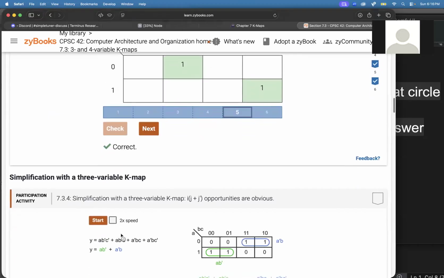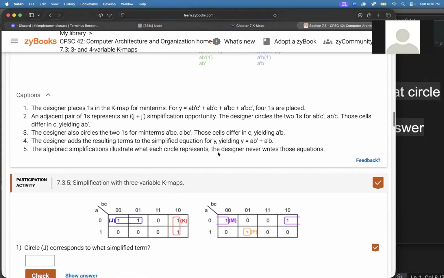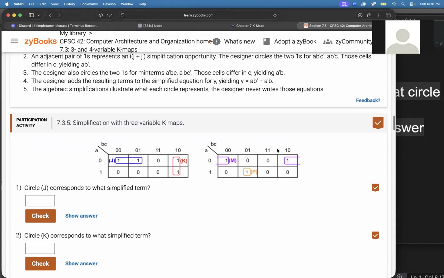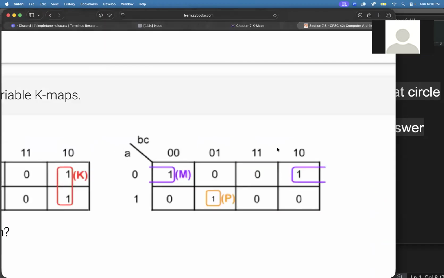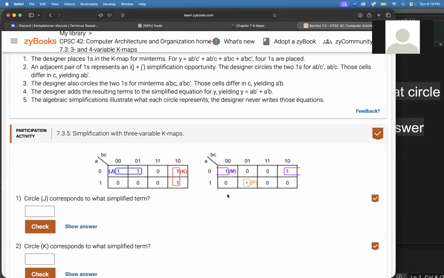All right, pretty straightforward. Circling goes the same here. There's a trick though. The circle wraps around from the right side to the left side. So if you have a 1 here and a 1 here, you can actually use one circle to circle them. That's a trick you've got to know.